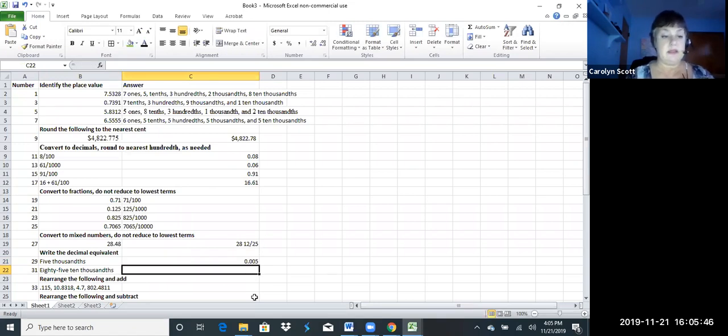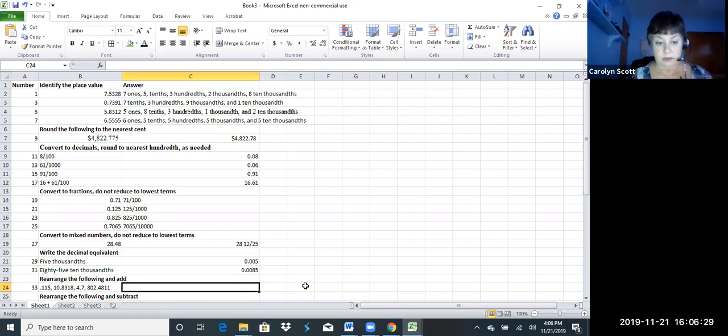0.005. Okay, same thing, 85 10,000ths. So 10,000 has 4 zeros. The imaginary decimal on the 85 is to the right of the 5, so we're going to move it 4 places. So we say 1, 2, 3, 4. So the answer should be 0.0085. And it is.